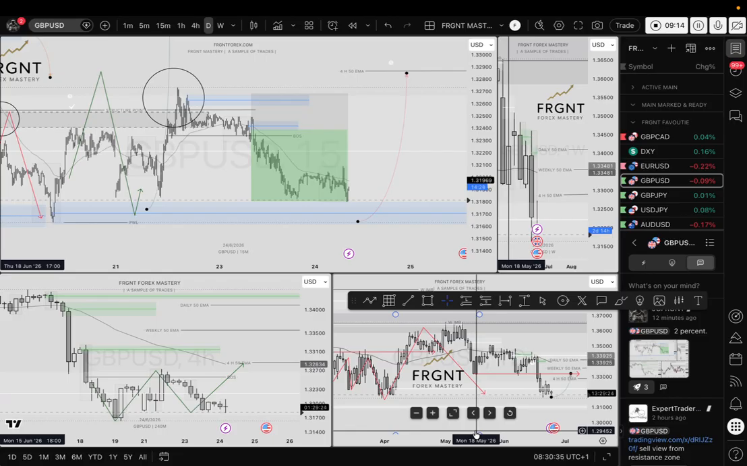So GBPCAD shorts have indeed moved to break even. GBP/USD shorts have been closed, and I will just await potential breaks of structure on those lower time frames on GBP/USD before looking to take price towards the upside.